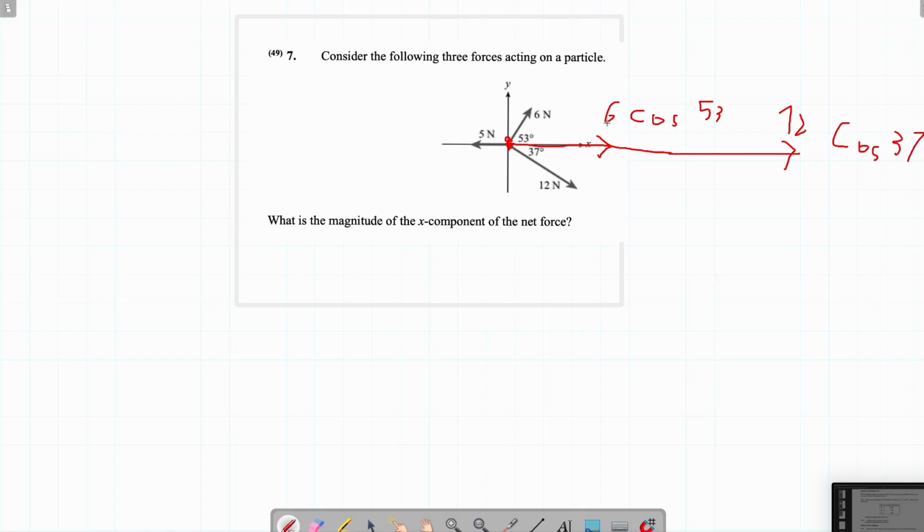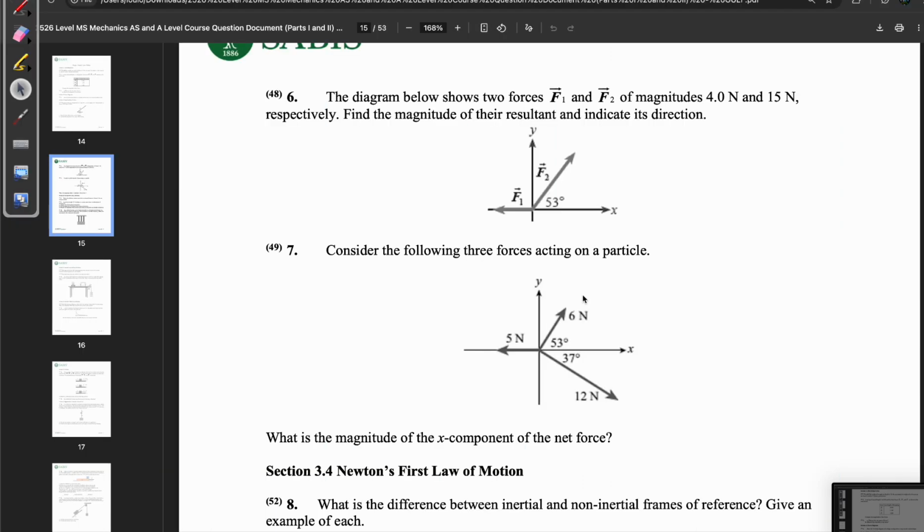And now we're going to add 6 cosine 53 plus 12 cosine 37 minus 5. 6 cosine 53 plus 12 cosine 37 minus 5 will give us 8.2. 8.2. Right.